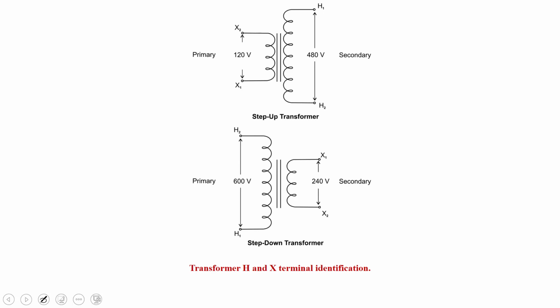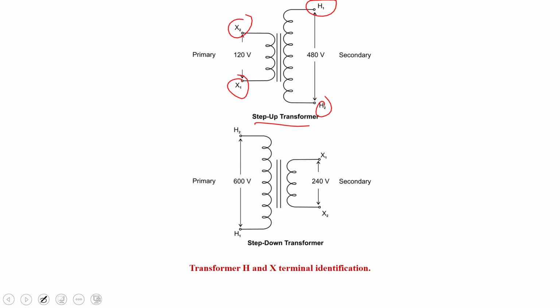The top one here is an example of a step-up transformer. In a step-up transformer, our primary is the X's, so that's where the supply comes in. And our secondary is the H's, so that is our secondary voltage. So we're stepping up to 480.